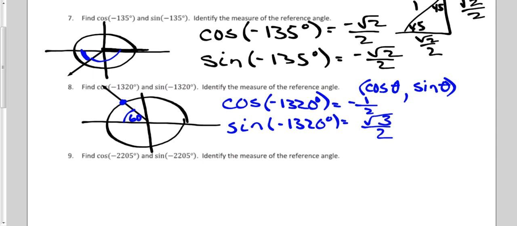Everybody do negative 2205 on their own. This will be the last exercise that we do before we assign the problem set.